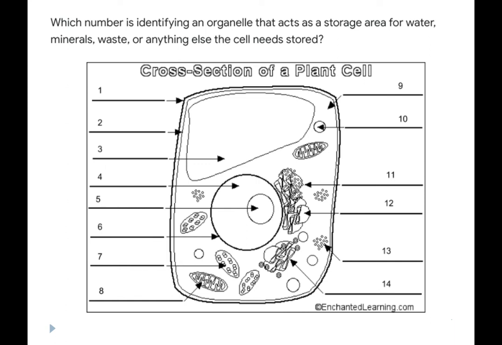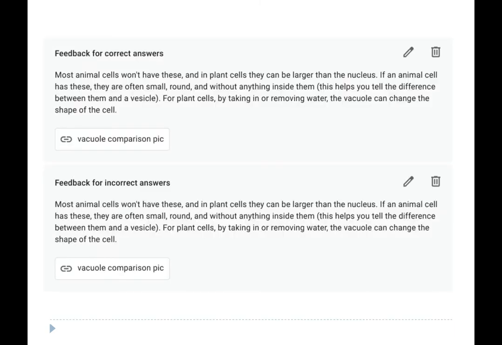Then I gave you a second opportunity on the practice quiz. I had two pieces of feedback on the practice quiz. This one here is asking about the storage area for water, minerals, waste, or anything. And the answer was the central vacuole. And if we look at the last sentence, for plant cells, by taking in or removing water, the vacuole can change the shape of the cell.